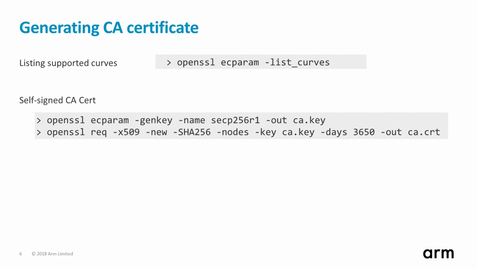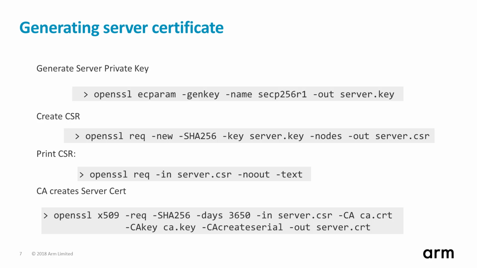Generating the server certificate is slightly more complex. After we generate and store the private key in server.key, we have to create a certificate signing request, CSR, which we store in server.csr. You can also print this certificate signing request. Then we need the CA to produce the server certificate, which we store in server.crt.